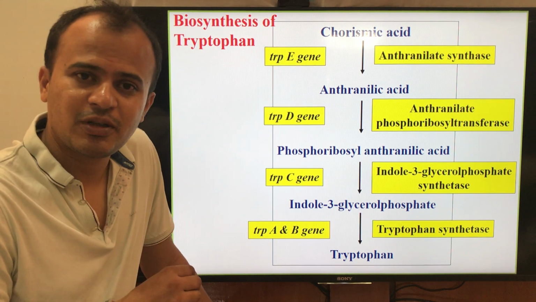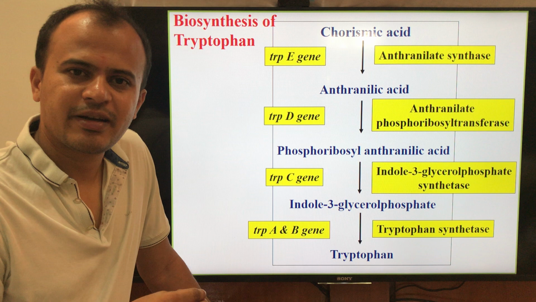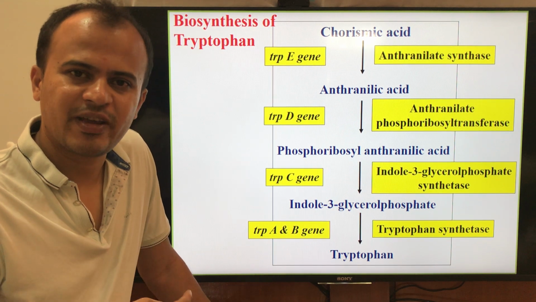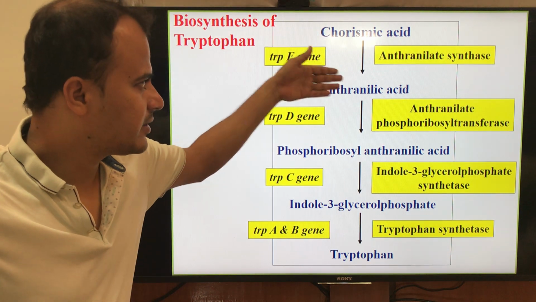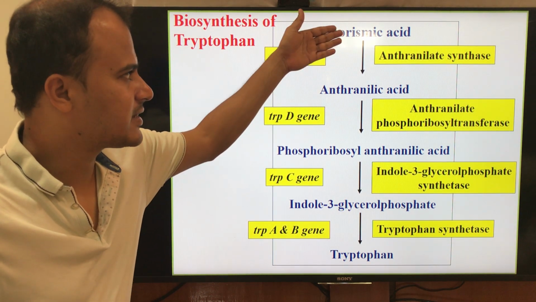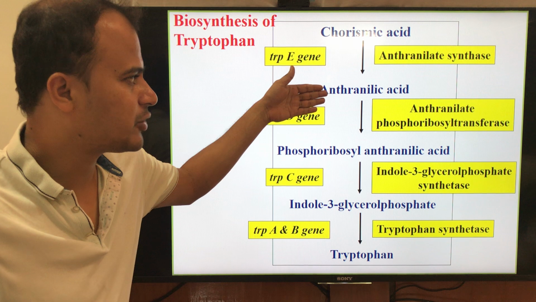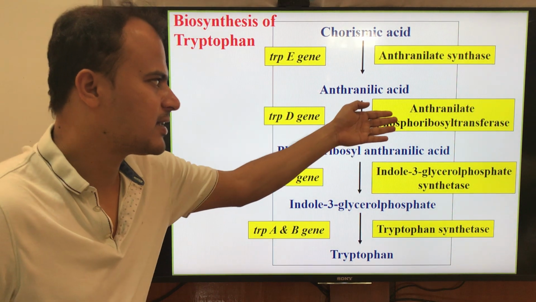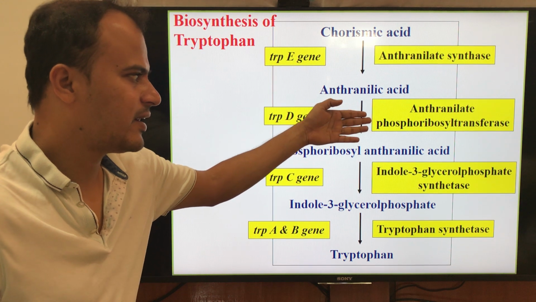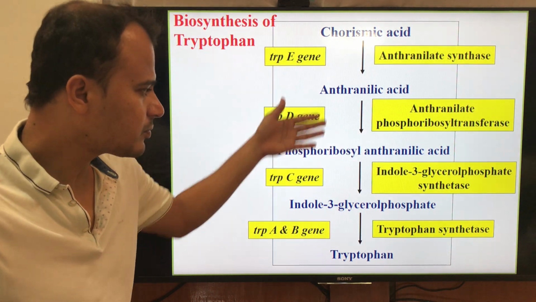But you should also know that all the biochemical reactions are catalyzed by specific enzymes. Here each reaction is catalyzed by a specific enzyme. Anthranilate synthase catalyzes the conversion of chorismic acid to anthranilic acid. Anthranilic acid becomes phosphoribosyl anthranilic acid with the help of the enzyme anthranilate phosphoribosyl transferase.